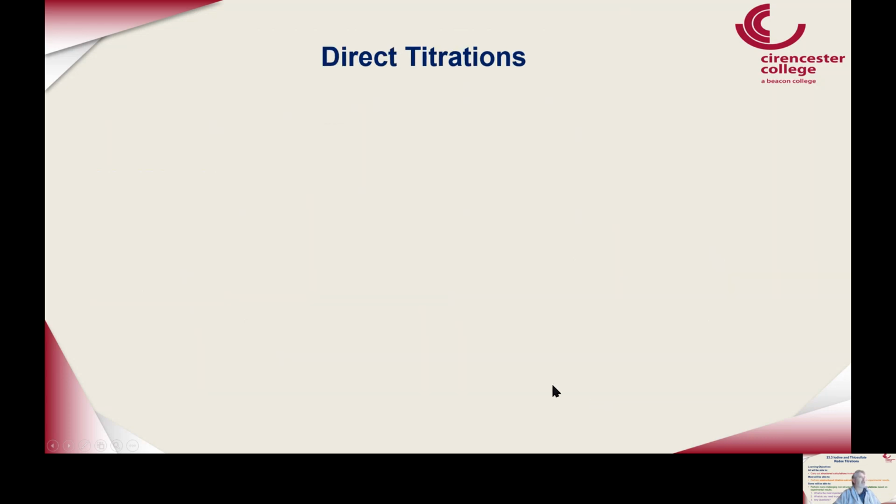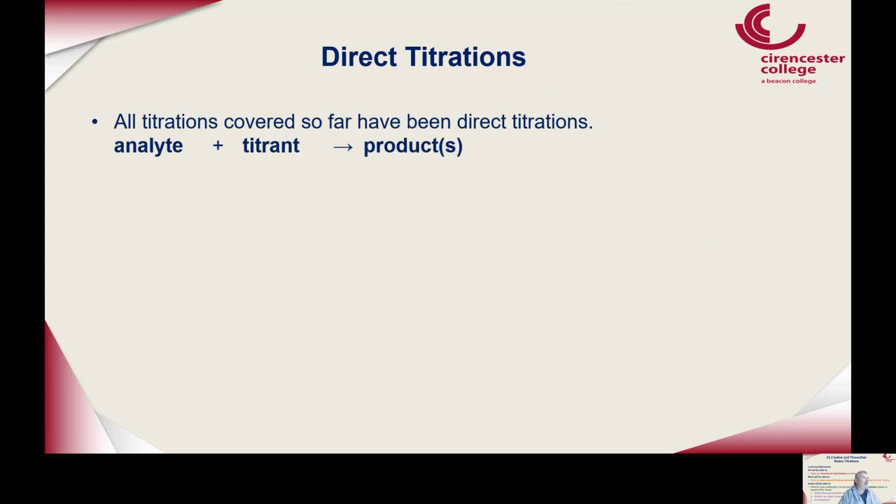Okay, right, so let's have a look at direct titration. What you've done so far have been direct titrations. An analyte is what goes in your flask. You might have an aliquot of an analyte, so you might have a 25 centimeter cubed aliquot. Aliquot just basically means amount. Analyte is what you put in the flask. Titrant is what goes in the burette.